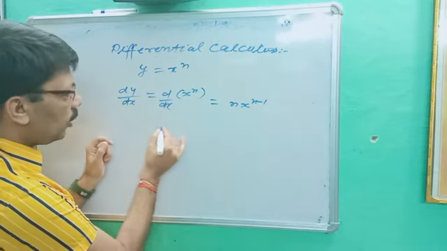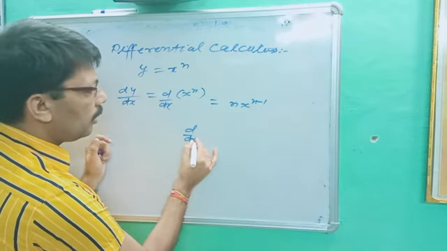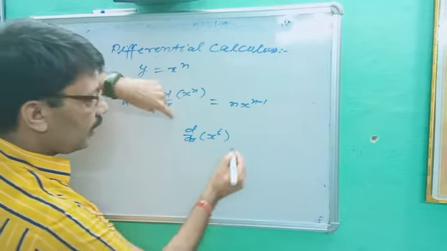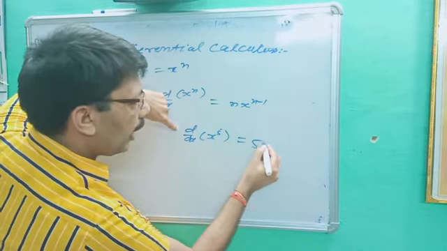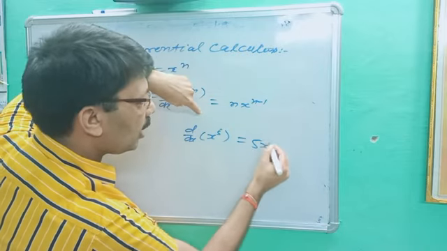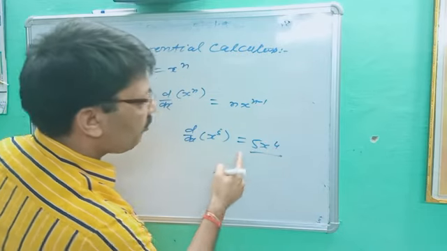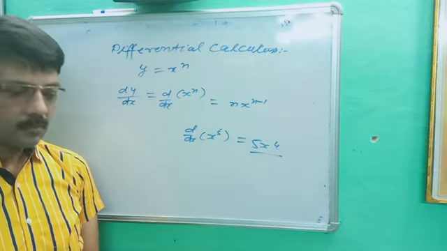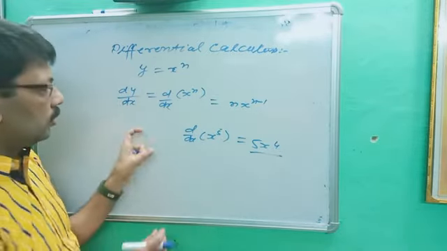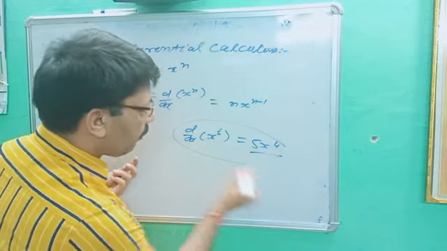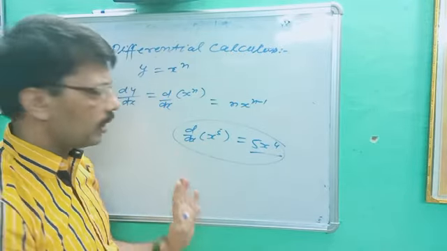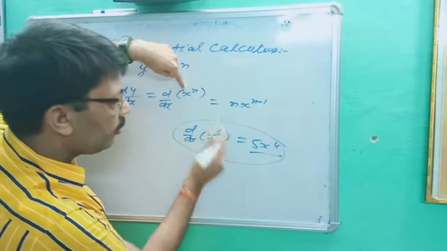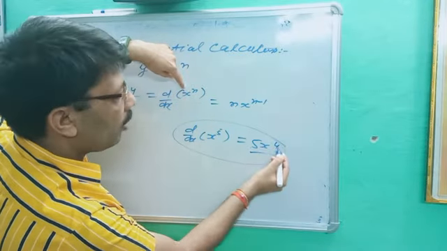This formula is mostly used in numericals. Let's suppose a numerical is given as d upon dx of x power 5. What will be the answer? Very easy. 5 will come down, 5x power n minus 1. 5 minus 1 becomes 4. So the answer becomes 5x power 4. This is the meaning of that formula. I am putting the example in front of you because it is easier. d upon dx of x power 5 becomes 5x power 4.